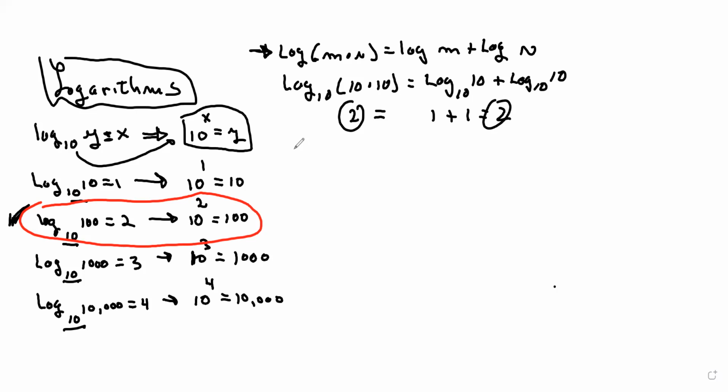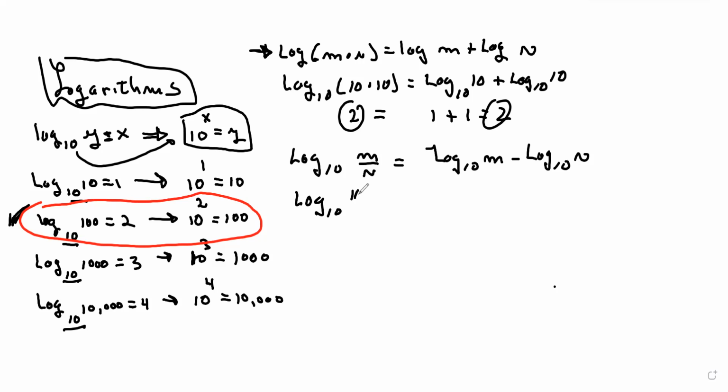The other rule says that the logarithm base 10 of m divided by n is equal to the logarithm base 10 of m minus the logarithm base 10 of n. Again, we got the logarithm base 10 of, let's say, 1,000. M is going to be 1,000 and n is going to be 10, and that has to be equal to the logarithm base 10 of 1,000 minus the logarithm base 10 of 10.